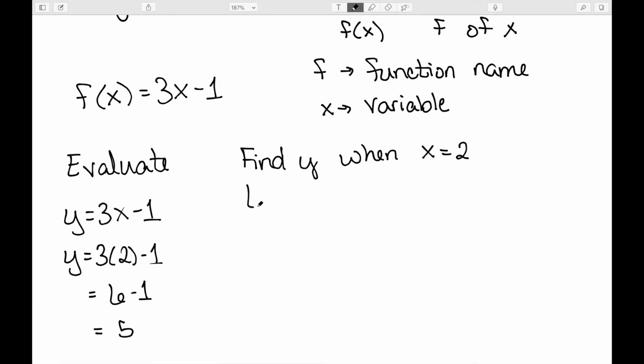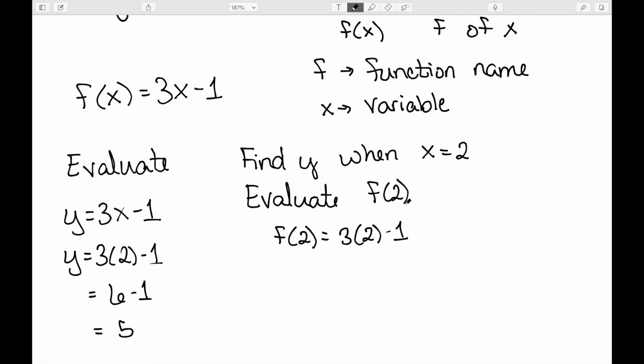However, using my other notation, we just say evaluate f of 2. So it's a more precise way to actually look at what happens at this function at particular points. So this would be 3 times 2 minus 1. So once again, f of 2 means change x to 2. We get the same answer at the end, it's just that this is a more precise way of saying it.